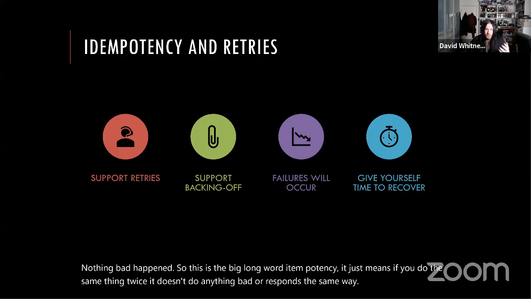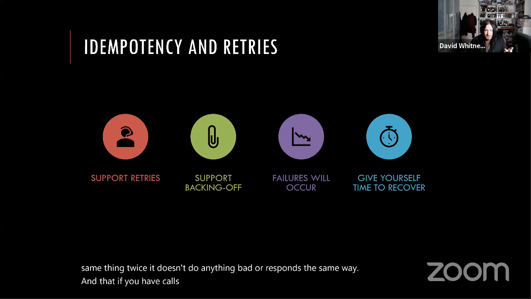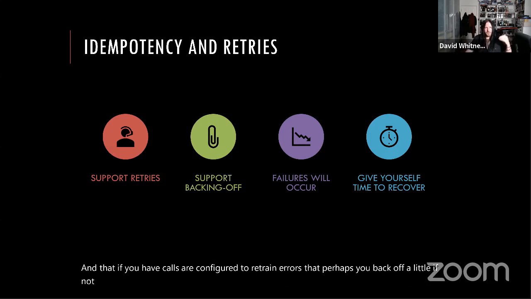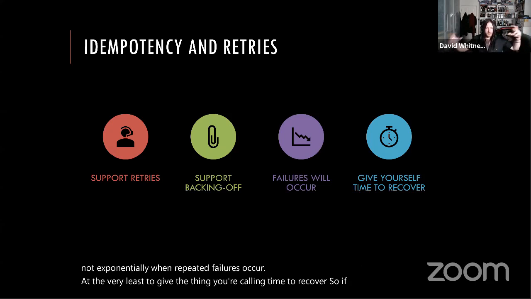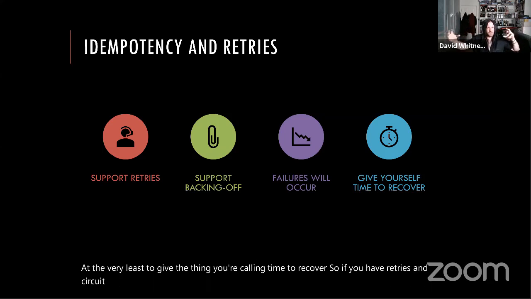And that if you have calls that are configured to retry in errors, that perhaps you back off a little, if not exponentially, when repeated failures occur. At the very least, to give the thing you're calling time to recover. So if you have retries and circuit breakers, actually you can kind of have an application architecture that flexes quite trivially.